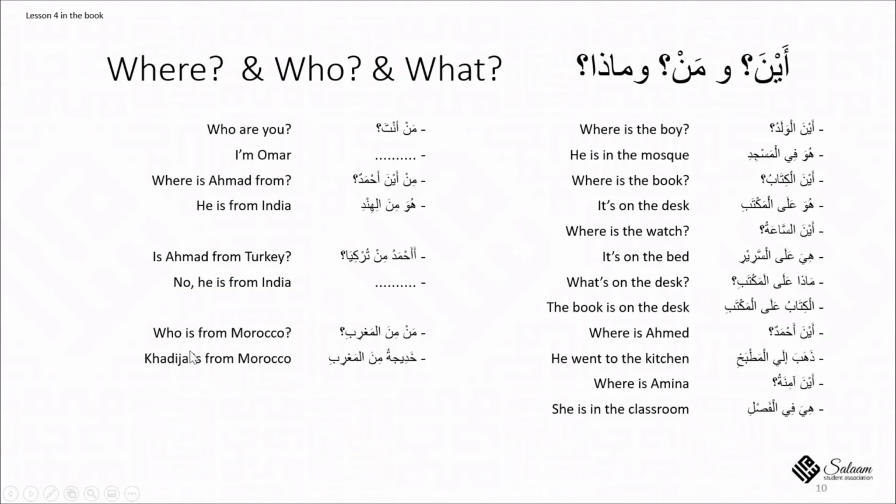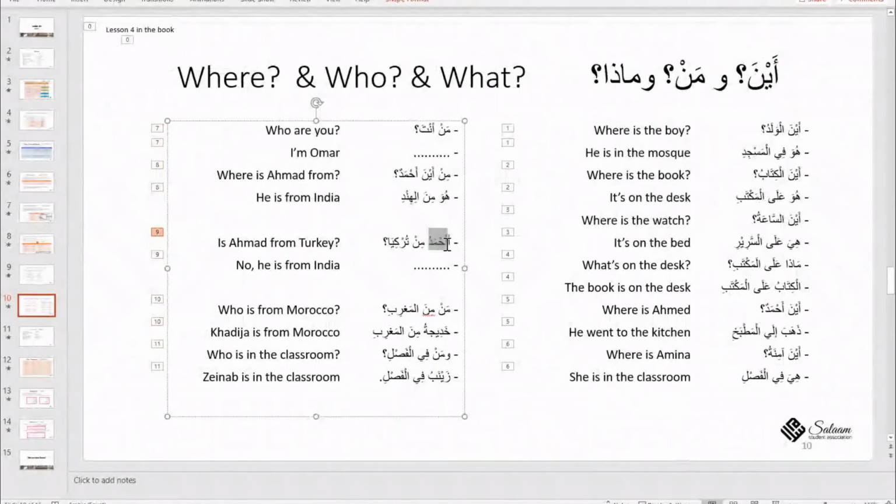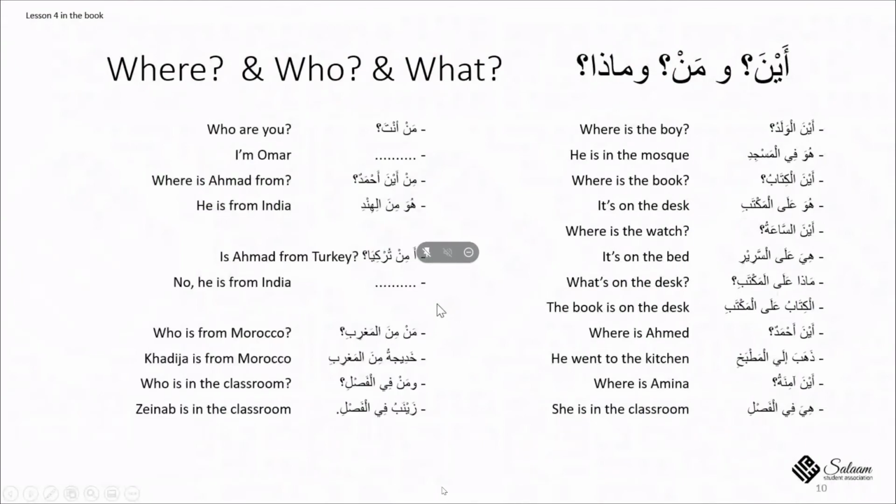Man min al-maghrib. Who is from Morocco? Man is who here. Min is this preposition, and al-maghrib is a noun that's genitive with kasra because there is a preposition before it. Man min al-maghribi. The answer is Khadija. Khadijatu min al-maghribi. Also, there is Ahmad here with Dhamma. I prefer to make it Muhammad for now. I am sorry. Probably later. Let's go forward. I will make it Muhammad because Ahmad does not have to have tanween.